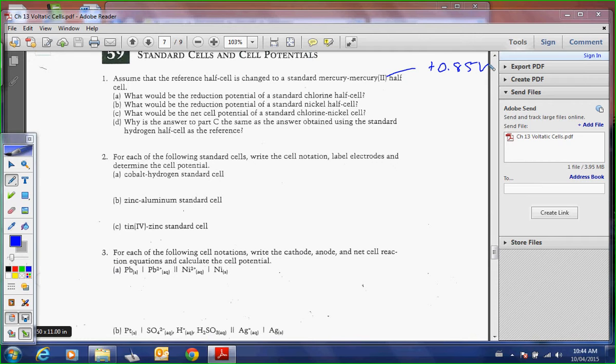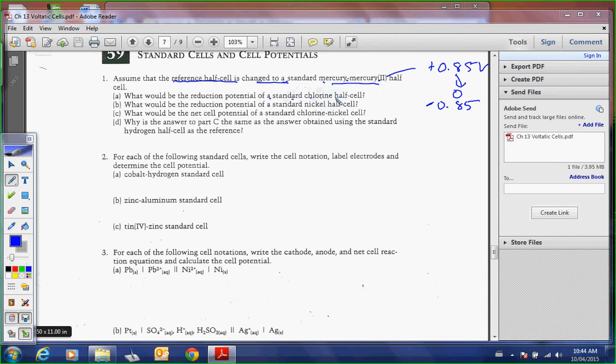Okay? So it's saying, let's set that one to 0. So how would I set it to 0? I would have to subtract 0.85 from it to get it to 0. Everybody okay with that? Because it's saying, let's say this is 0. The standard reference half cell is changed to the mercury one. So it's saying, look, mercury is no longer 0.85, it's now 0. What would the reduction potential standard be on a chlorine half cell?